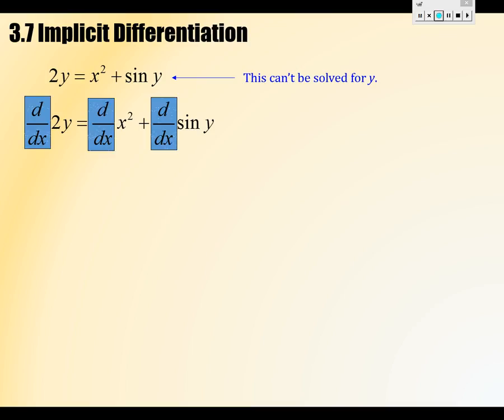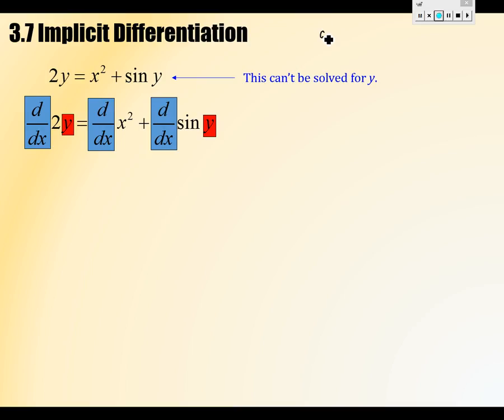Times y prime, yeah. Okay. What's the derivative of 2y with respect to x? Yeah, it's simply 2 times dy dx. You might be thinking, don't you have the chain rule to do there? Well, sure. What's the derivative of y with respect to y? There's just 1, and then multiply by dy dx. That would be one way to think about it.